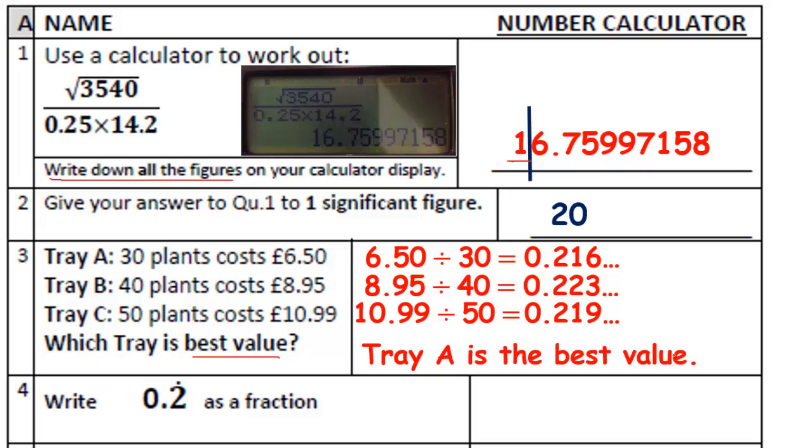Question 4, write down 0.2 with a dot above it as a fraction. You should know that that means 0.2 recurring, and because it's just one number recurring, remember the examples of dividing by 9 that we talked about, that's going to be 2 over 9 as a fraction, right? So if it was 0.5 recurring, it'll be 5 over 9. If it was 0.7 recurring, it'll be 7 over 9, and so on. So make sure you're familiar with that, you can remember it, and you can do it.